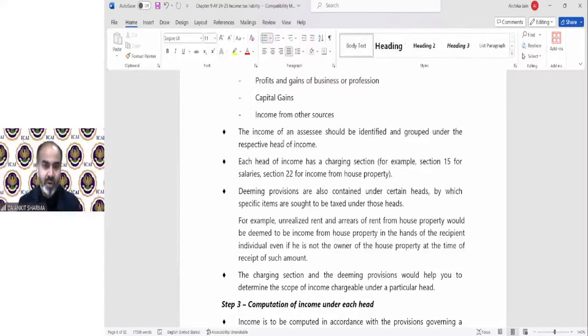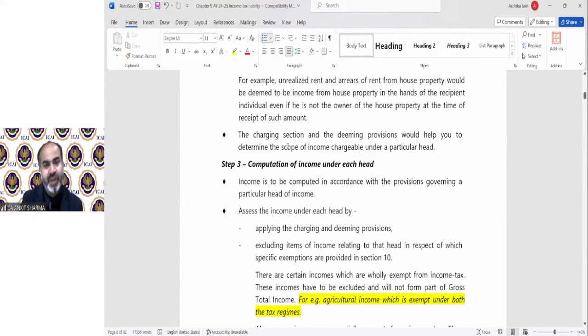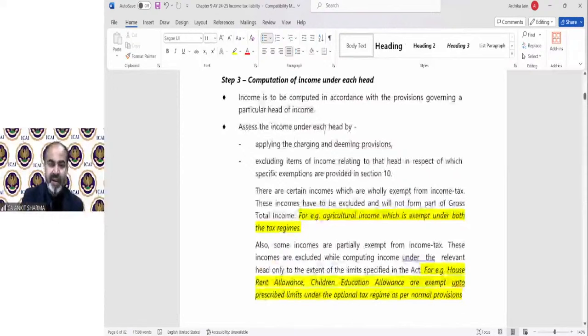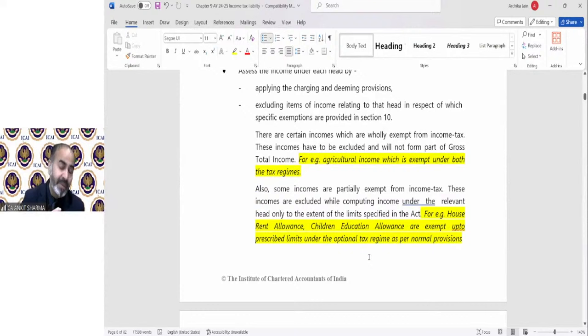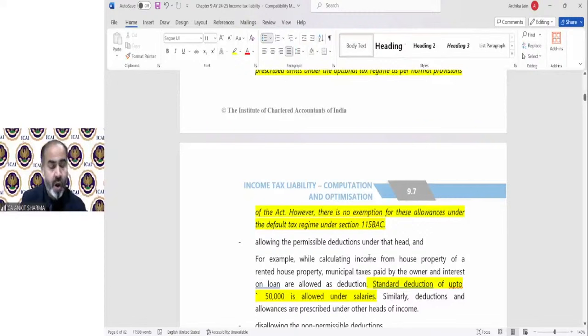Then comes computation of income under each head after giving the respective exemptions, deductions, etc. For example, agricultural income is exempted under both regimes. Certain exemptions are not available under the default tax regime, like house rent allowance, children education allowance, etc. You can avail these when you opt out of Section 115BAC. But if you are under Section 115BAC, you cannot claim certain exemptions under the respective heads, whether salary, house property, etc. We have already discussed in each head what deductions and exemptions you can claim under the default tax regime in salary, house property, PGBP, etc. So this is a summary of these provisions.